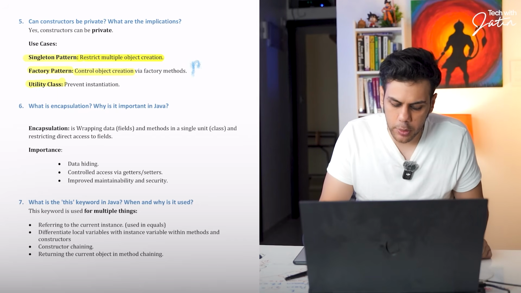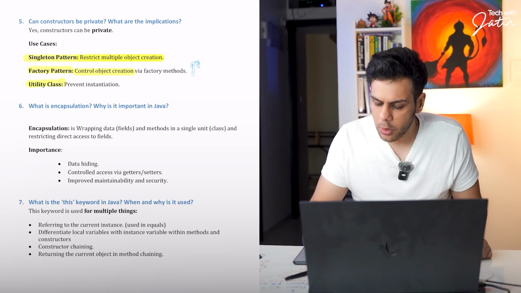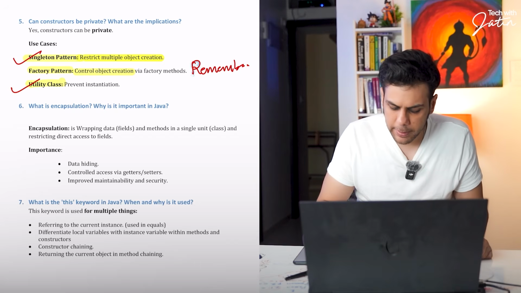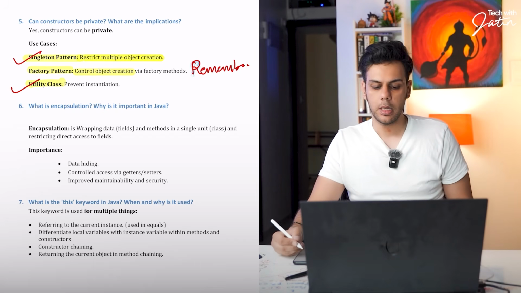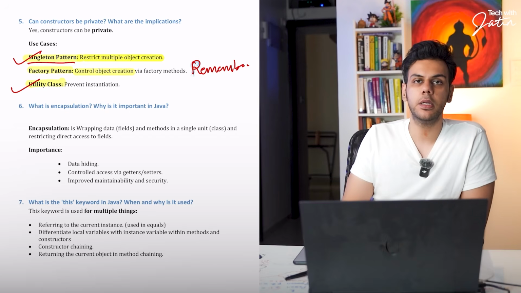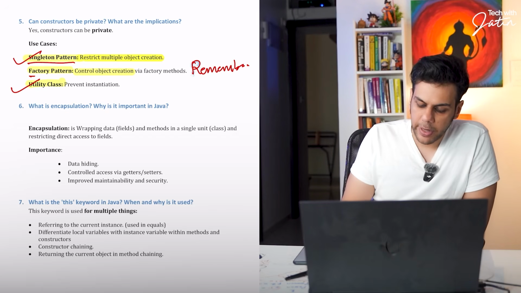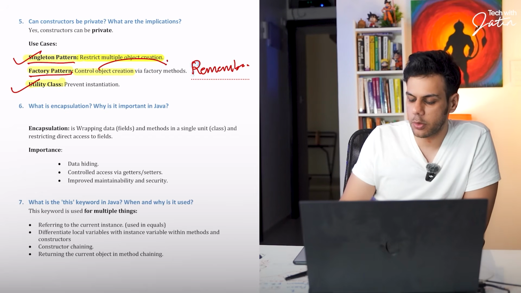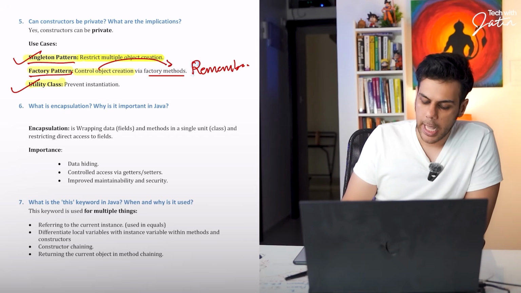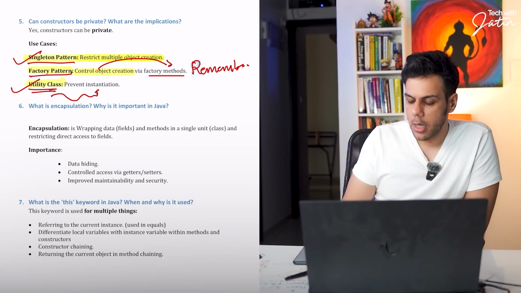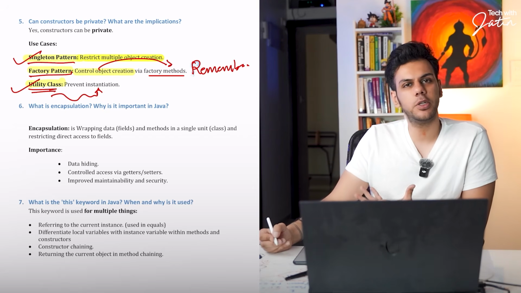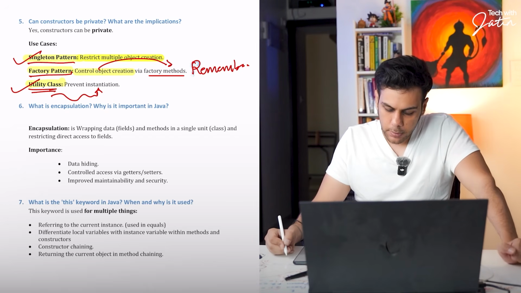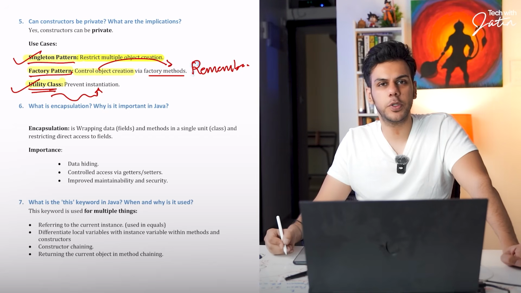We will discuss it in the future. Right now, it is not the most important thing for me, but I believe you will be able to remember these points. So just remember, for the singleton pattern, you can make the constructor private. For the factory pattern, you might want to make the constructor private so that object creation only happens via factory methods. And for utility classes, in order to prevent object creation for those utility classes, you can make the constructor private. All right. Let's move on to the next question, which is pretty simple.